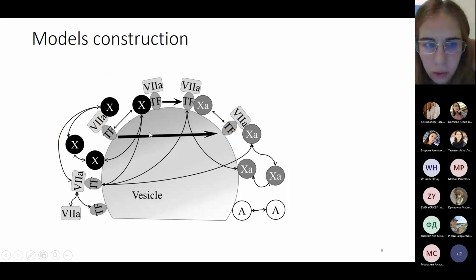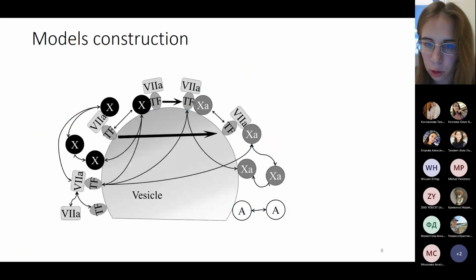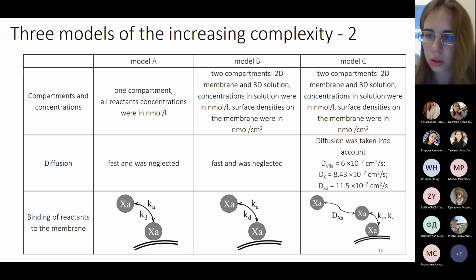We have it here. Factor 10 binds, factor 10 activates into factor 10 active, and then it can dissolve on the membrane and in solution. And binding of factor 10 active to the membrane is reversible too, because factor 10 active is quite similar to factor 10. It has the same membrane binding domain, and it demonstrates the same reversible binding to the membrane. So it can dissolve from the membrane into the solution, and then it can diffuse in the reaction volume.